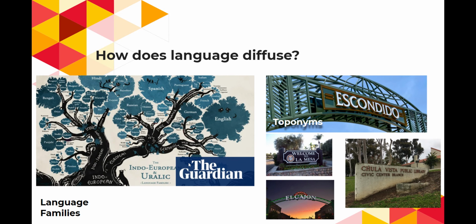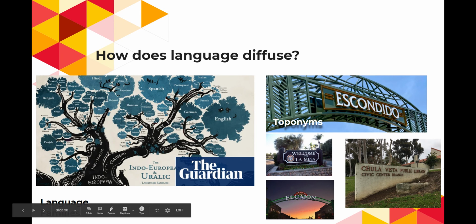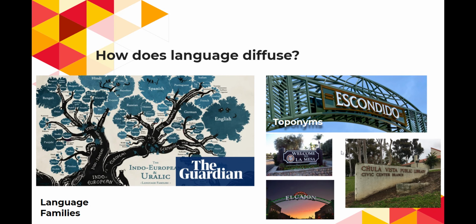Okay. Now, as a result of language diffusion, we get toponyms, or place names. Here in California, as we mentioned before, there's a heavy Spanish and Mexican influence. And we see that with our place names. Here in the San Diego region, lots of our cities use the Spanish language, whether it's Escondido, La Mesa, Chula Vista, El Cajon. Those are all in Spanish, and we pronounce them a little differently when we're saying them in English, right? But we're using the Spanish language to convey those place names, and that is because of language diffusion.